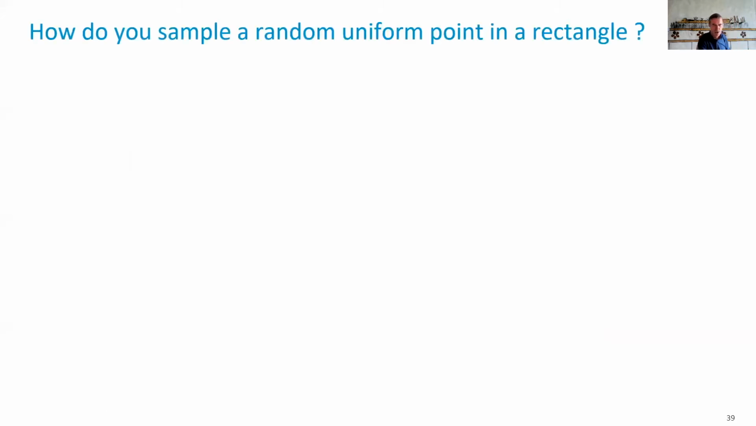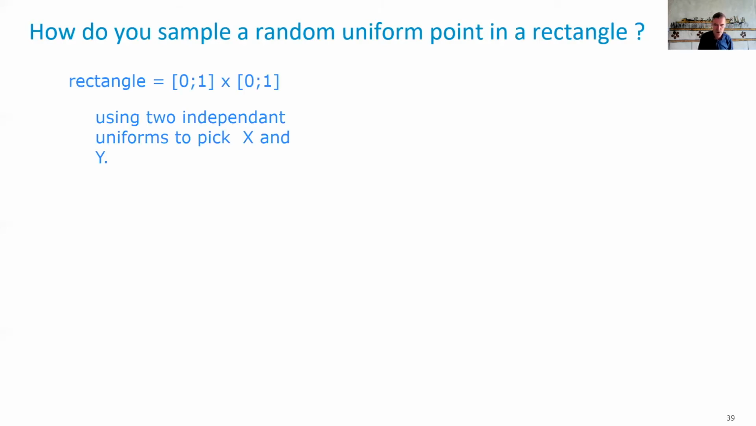By the way, how do you sample a random uniform point in a rectangle? Let's say the rectangle is the square 0, 1, square 0, 1. Do you want to annotate my screen and try your answer? So one proposal is using two independent uniforms to pick X and Y exactly, which means you can do simply, that would be a program that produces a point XY.